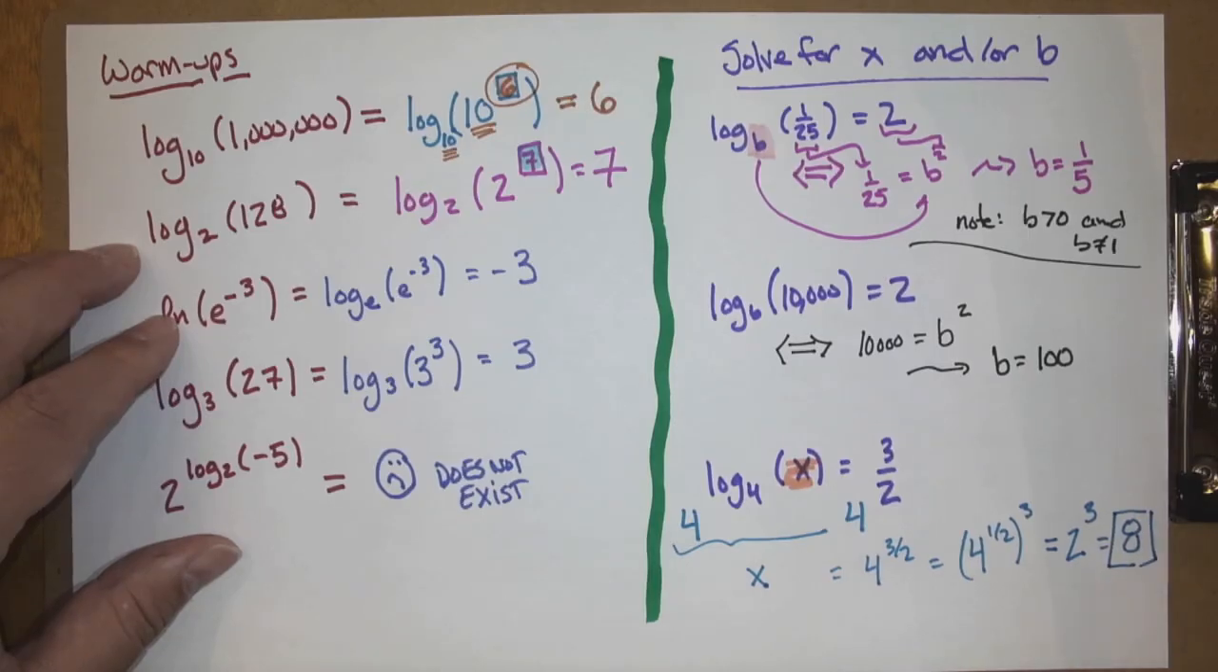2, 4, 6, 8. Who do we appreciate? Logs. Logs. Yeah. Okay. All right. Well, we'll work on that song. All right.